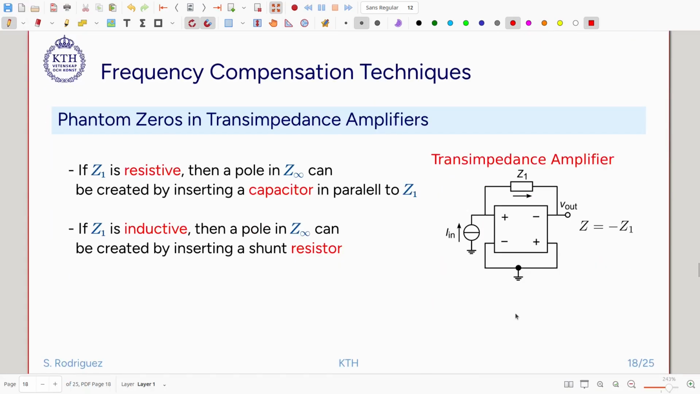In the transimpedance amplifier, if the feedback is resistive, we can introduce a capacitor here. We introduce a capacitor here, and then we create a pole in the asymptotic gain that will be a zero in the loop gain. If this impedance is inductive, then we will need to put a shunt resistor instead.